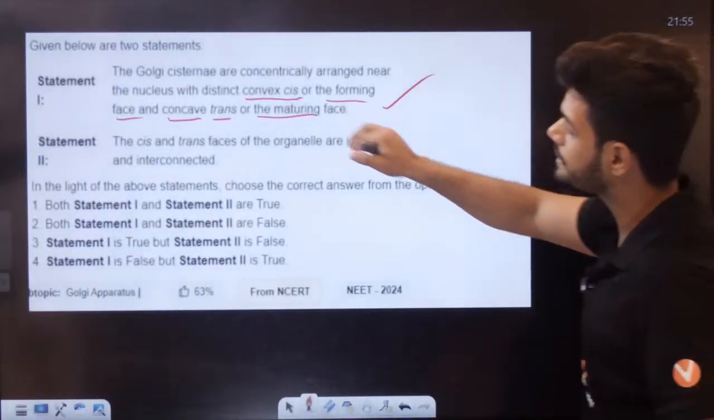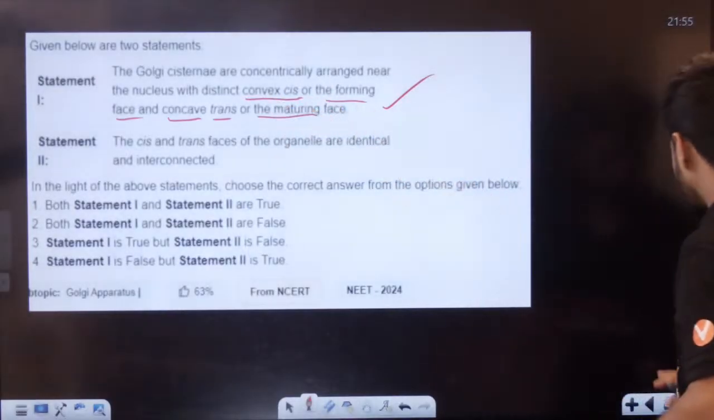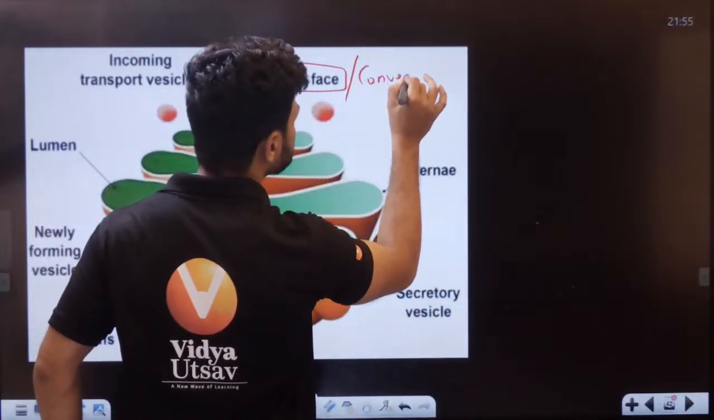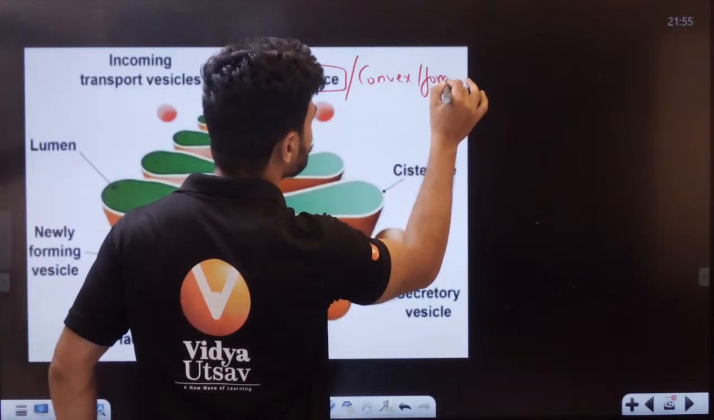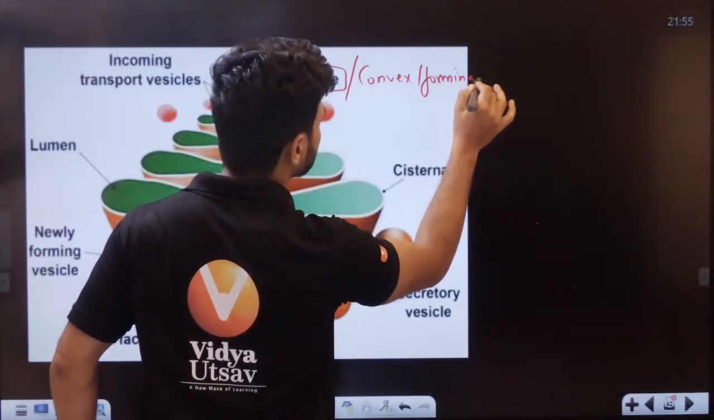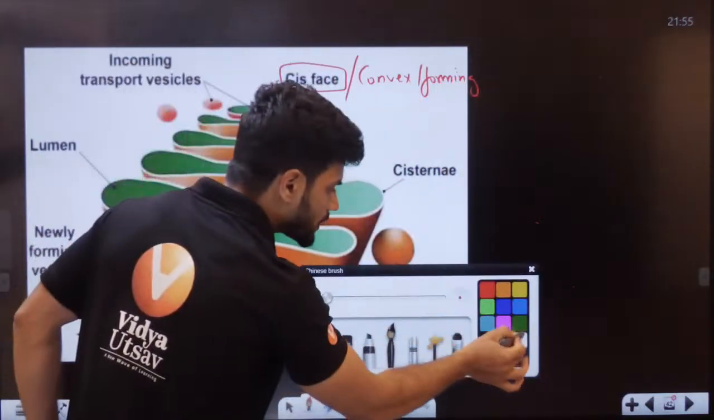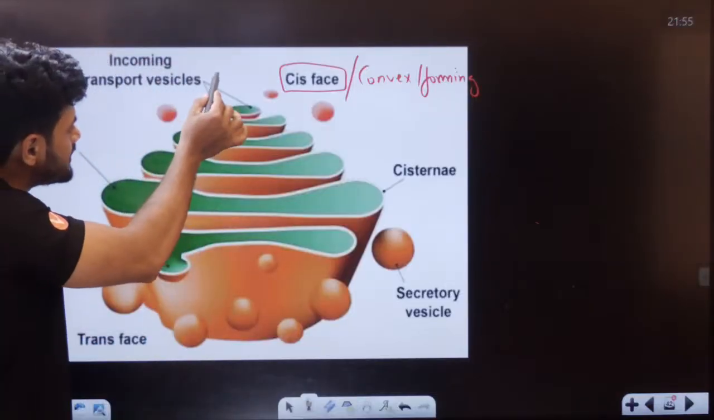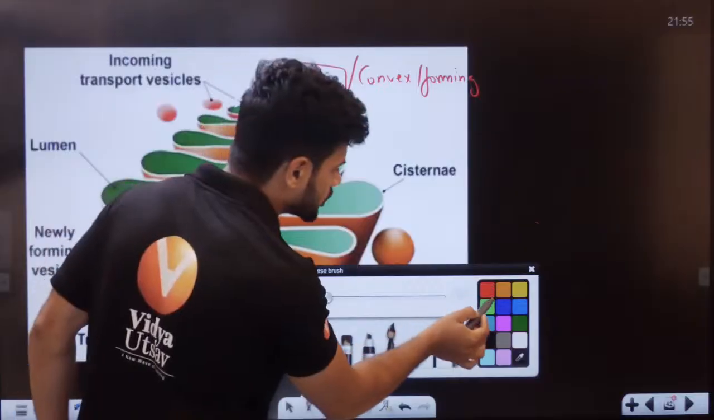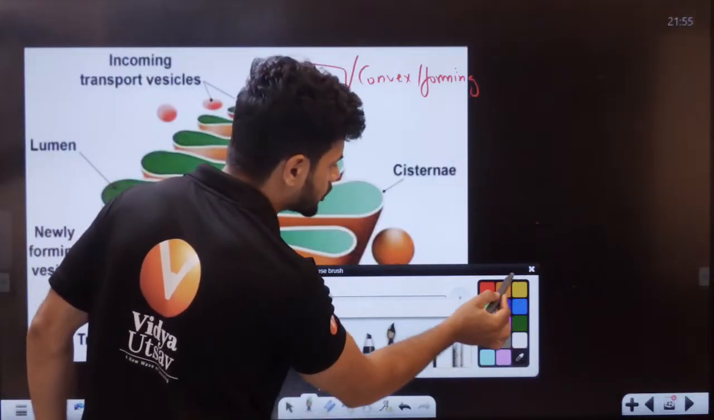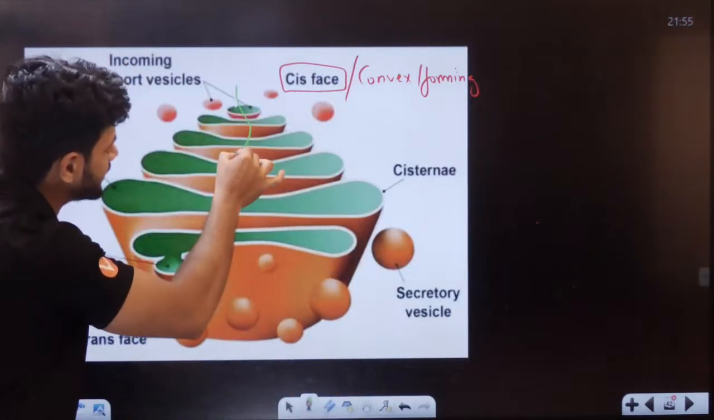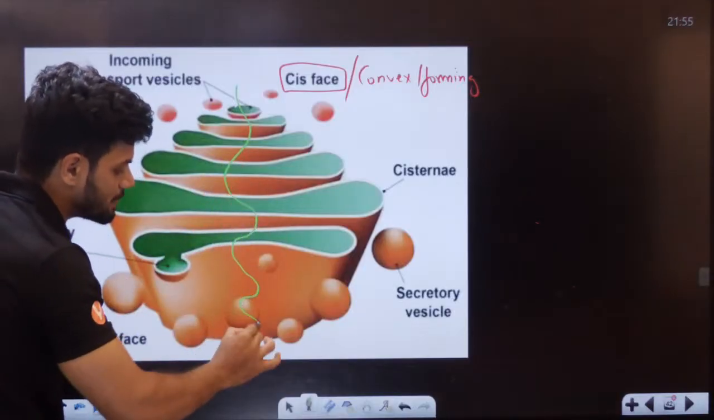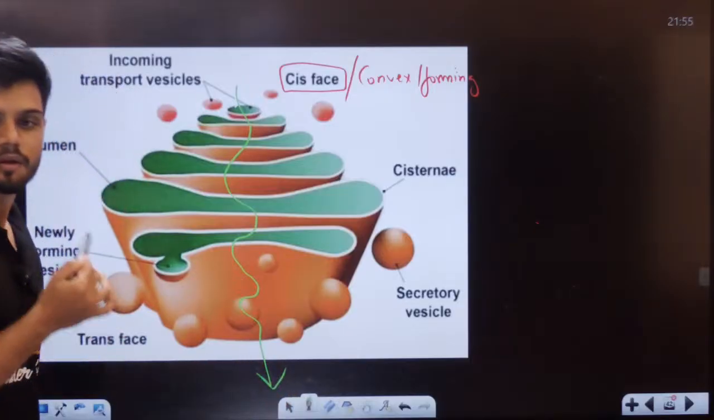Cis phase is also called the convex phase or forming phase. Now understand, students, what is happening here. Some molecule is entering inside. One molecule enters here. Once it enters, the molecule undergoes packaging and comes out from here.